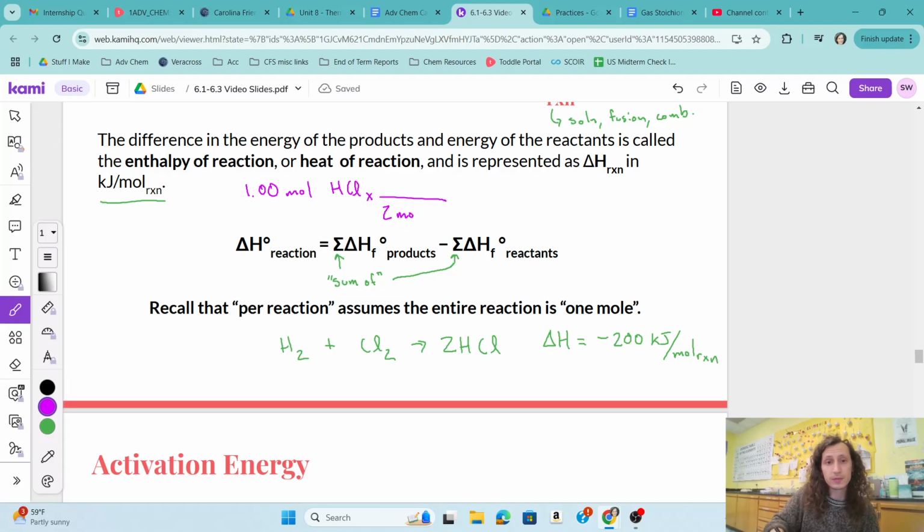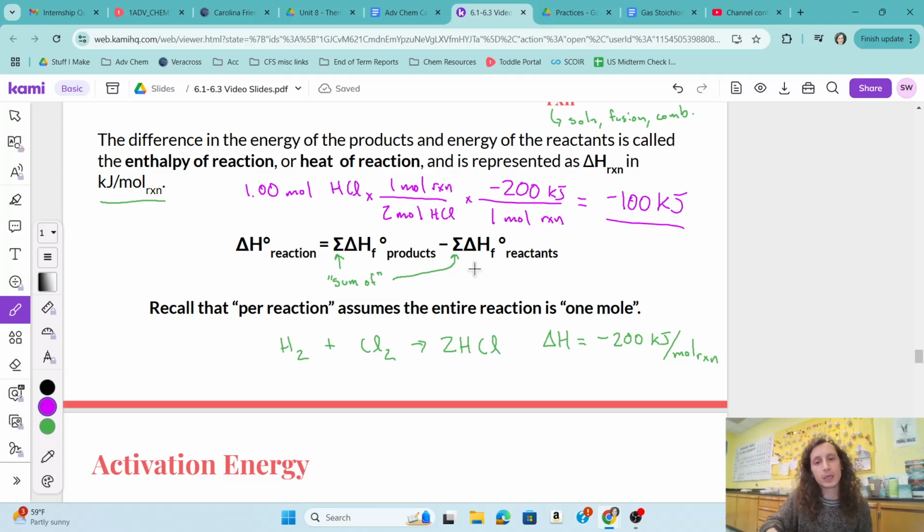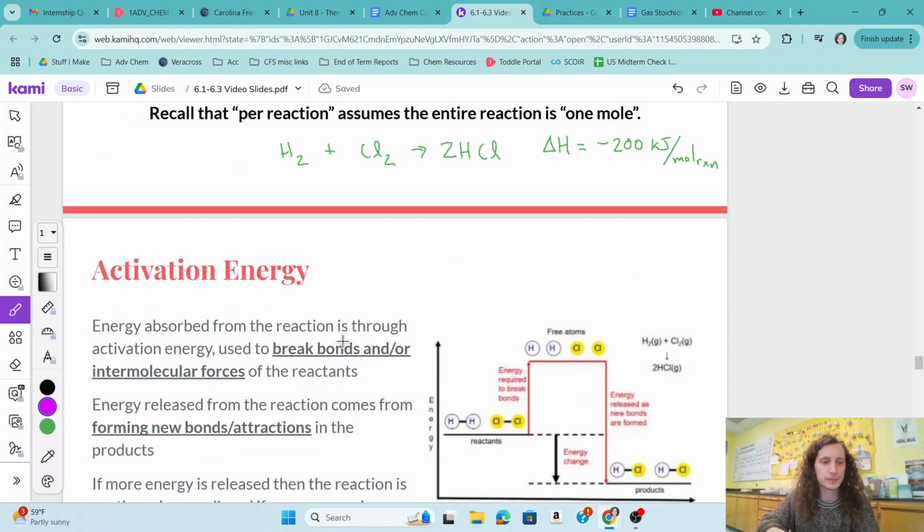2 moles of HCl for every 1 mole of reaction. And I'm told by this delta H value that for every 1 mole of the reaction, I release 200 kilojoules of energy. So if I'm only producing 1 mole of HCl, that's going to be 200 divided by 2, 100 kilojoules released. Right. So again, we'll fiddle with this sort of stoichiometry with molar reaction a little bit later when we start doing more quantitative stuff. But I just wanted to showcase that here, so we're used to that notation, moles of reaction.